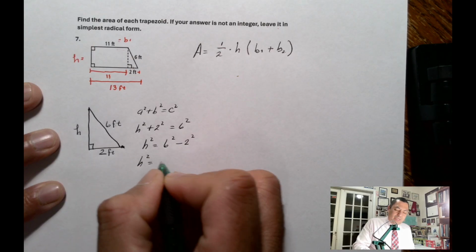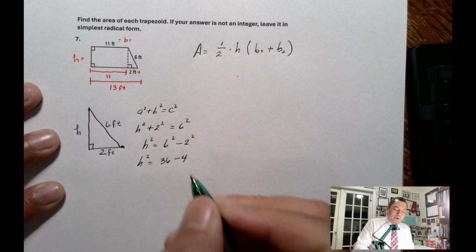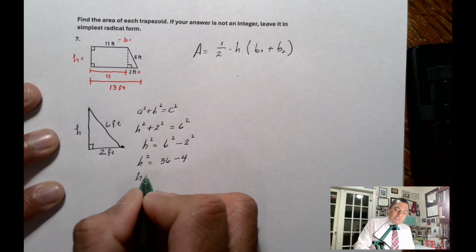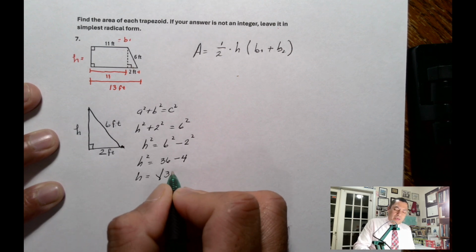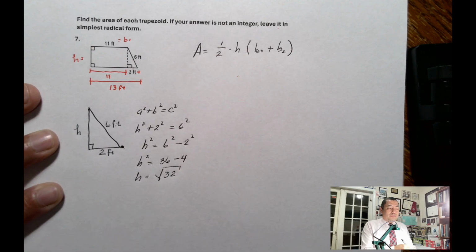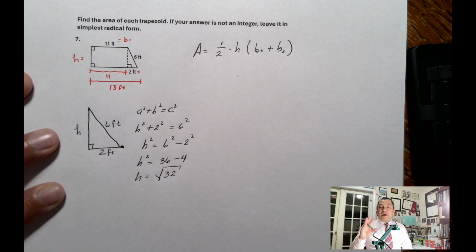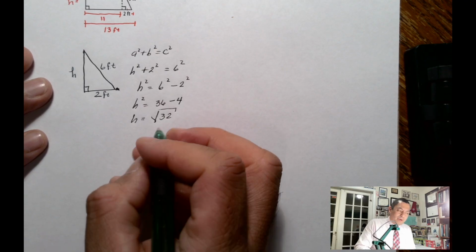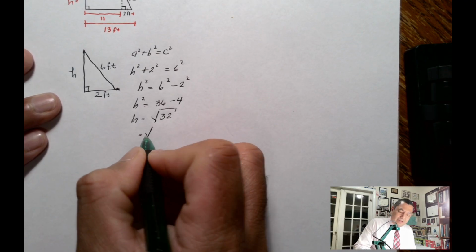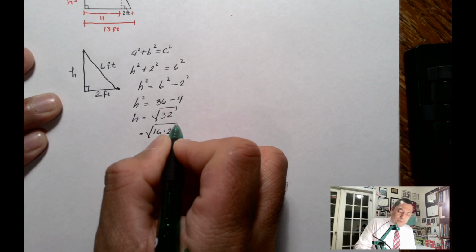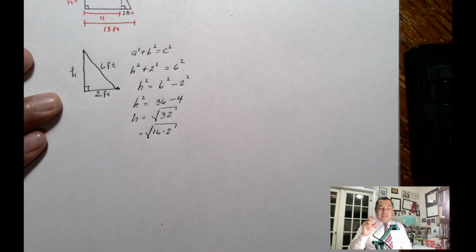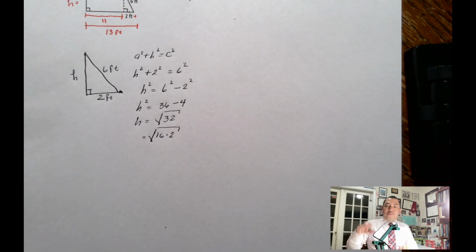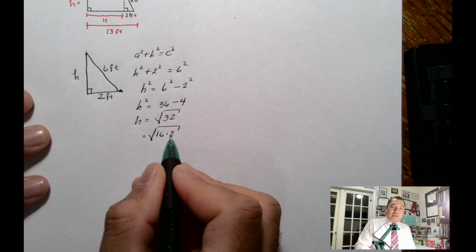So h squared equals 36 minus 4, so h equals the square root of 32. Remember that 32 has a perfect square inside, so we need to simplify that radical. In this case, we are going to have 16 times 2. 16 is the perfect square inside that 32, which we can see if we break it down into prime numbers.